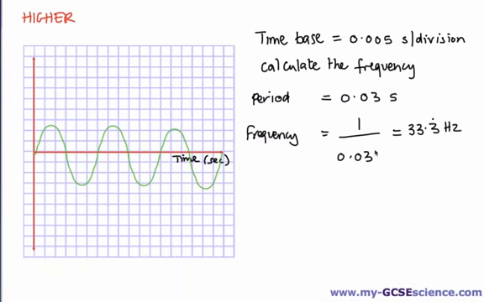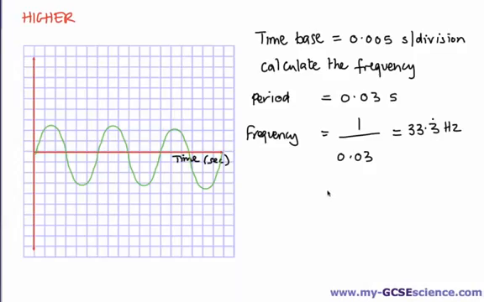Incidentally, this is not a formula that's given in the exam. Remember, this is for the higher tier. You should be able to work out that if one cycle takes 0.03 seconds, how many would you get in 1 second? And it's straightforward how you do it. But this is not a formula that you'll be given in the exam.